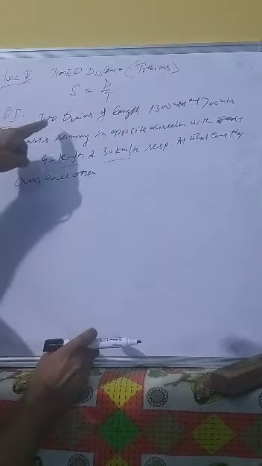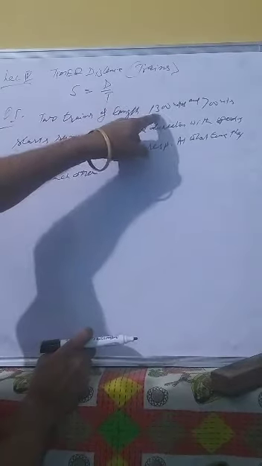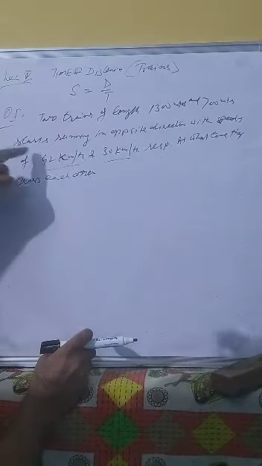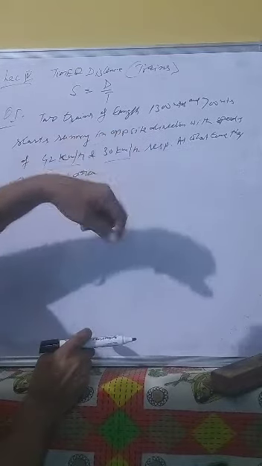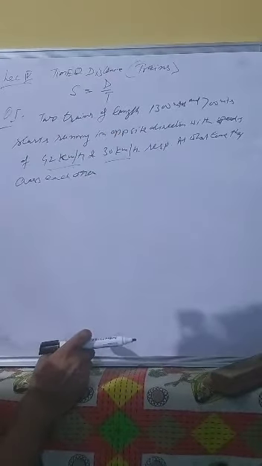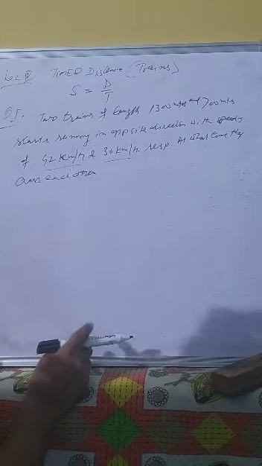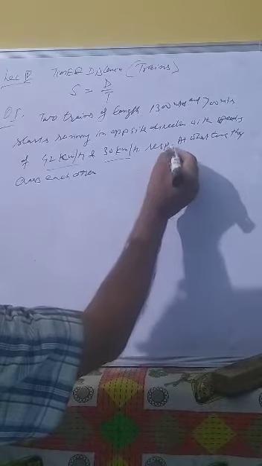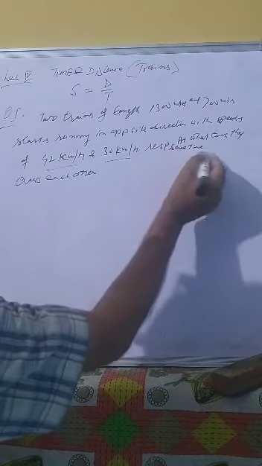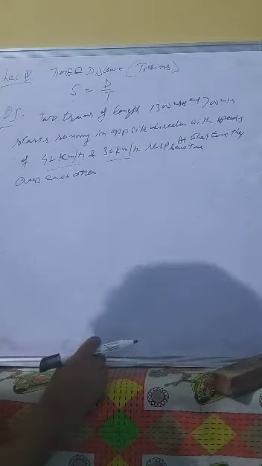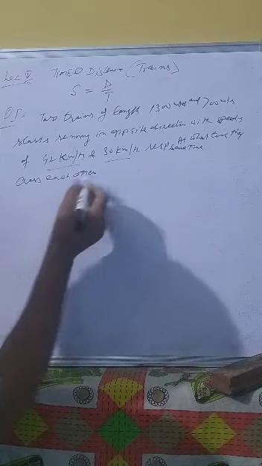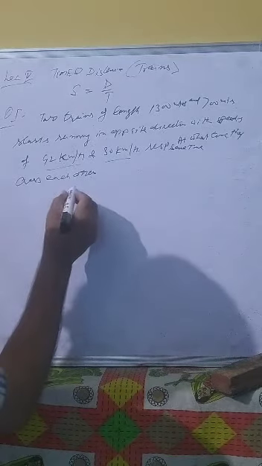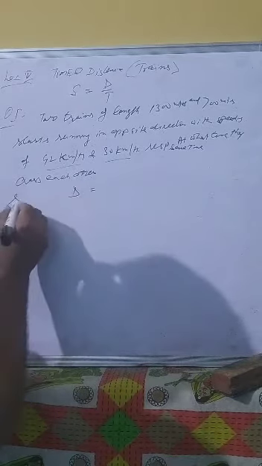Here the first question is: two trains of length 1300 meters and 700 meters start running in opposite directions with the speeds 40 kilometers per hour and 30 kilometers per hour respectively at the same time. At what time will they cross each other? Now here we have to find the time. We are given the distance. Total distance is equal to the length of these trains.